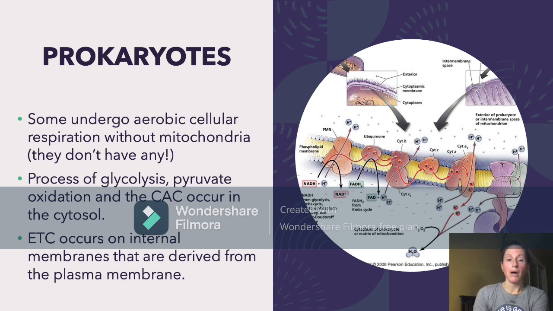So all the processes will occur in the cytosol, and we can see here, and we see the pictures. This is a good picture here. So we have these extra folds, and it actually kind of looks like a mitochondria, and they're just extensions or derivatives of the plasma membrane, where the electron transport chain or the other processes can actually still occur. And you'll see again how cool that is when we actually learn about each process separately.